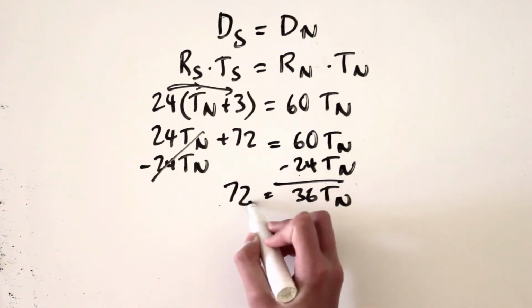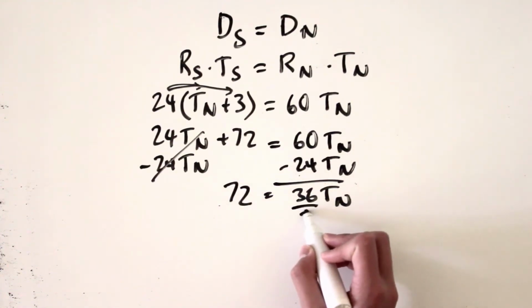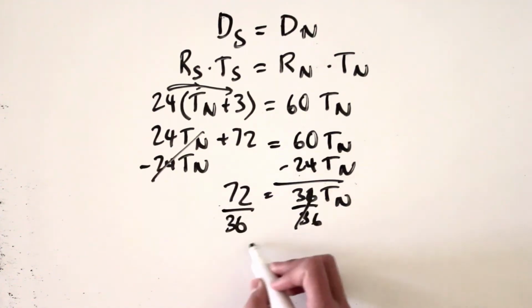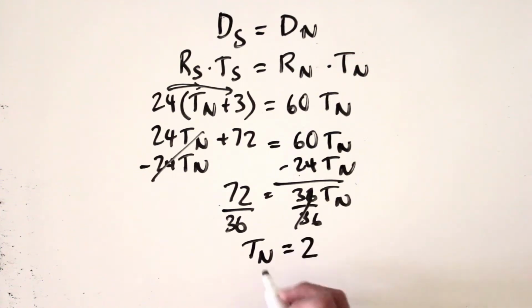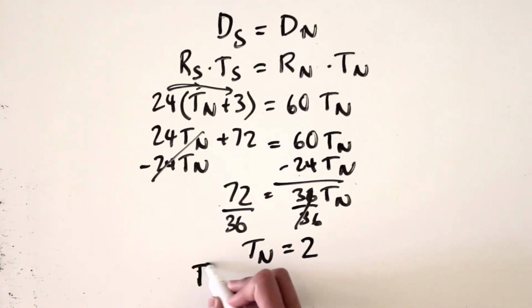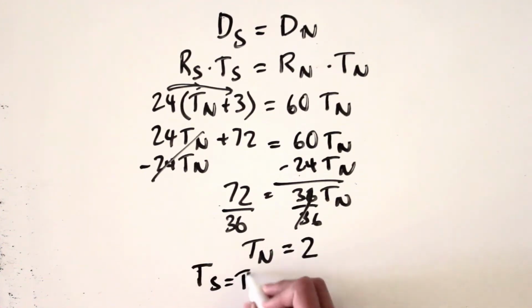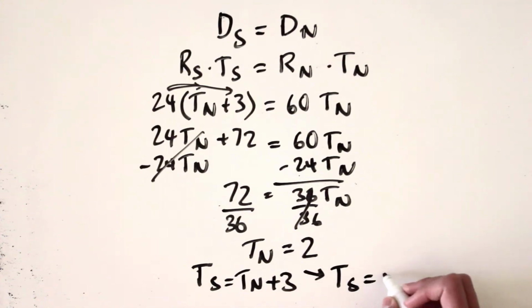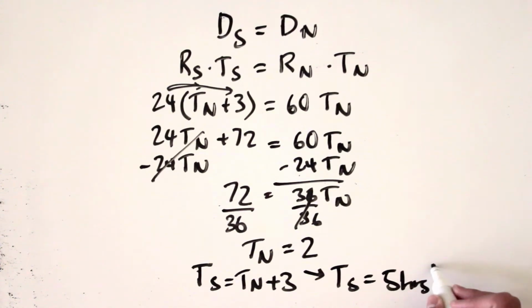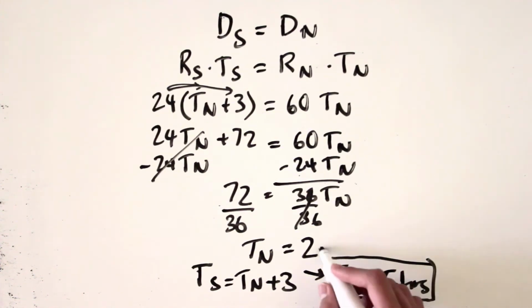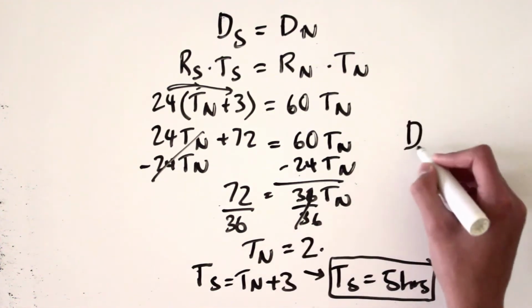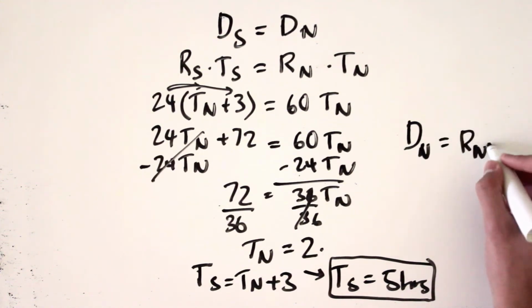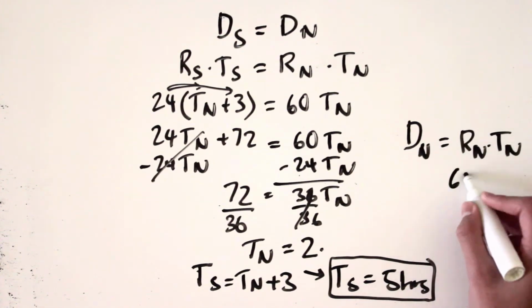We subtract 24 t sub n from both sides, divide by 36, and we get t sub n is 2. But that's not the answer. We need to find the time to the station, which is t sub n plus 3, and the answer would be 5. Also, we need to find the distance, so we can multiply the rates and times together in either direction to get the distance of 120 miles.